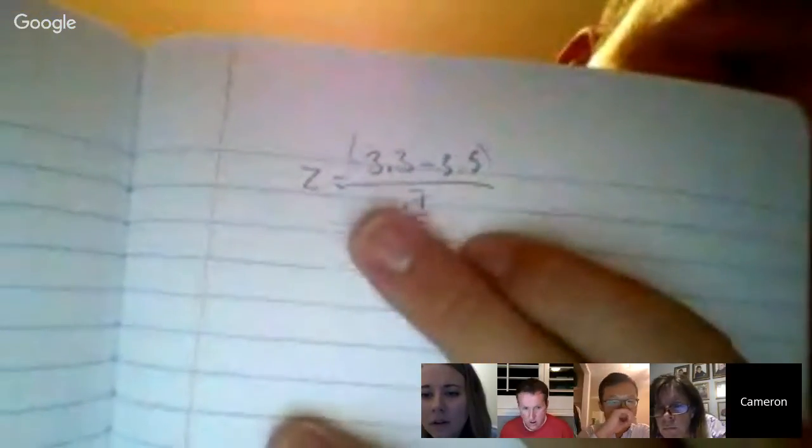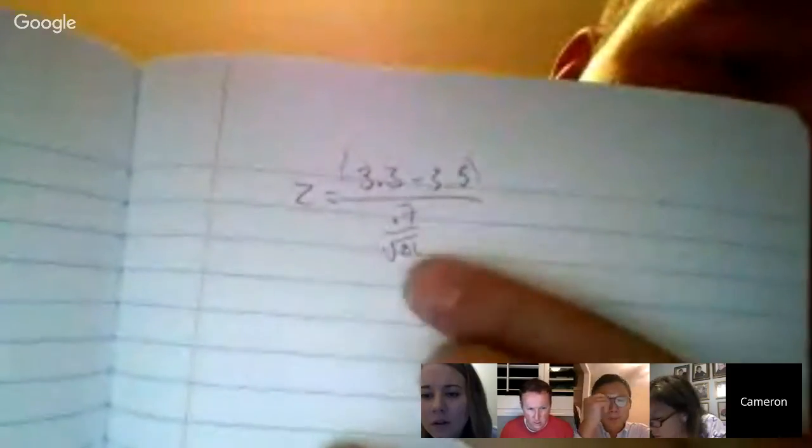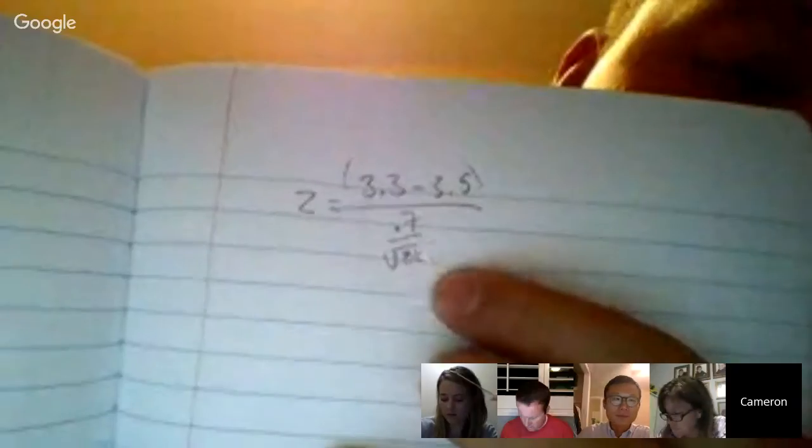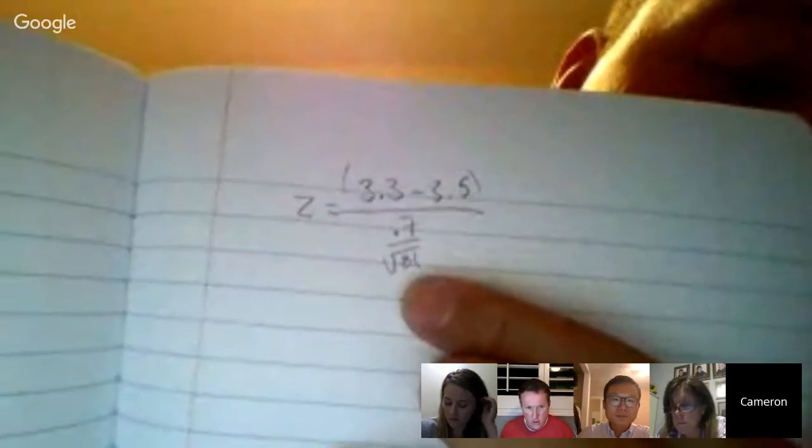The z-score is equal to 3.3 minus 3.5.7 being the standard deviation over 80, square root of 81. That's the sample size we're looking at. Is that right? Because it's saying, what's the chance that all 80 are going to be at 3.3? Is that right? I have no idea.